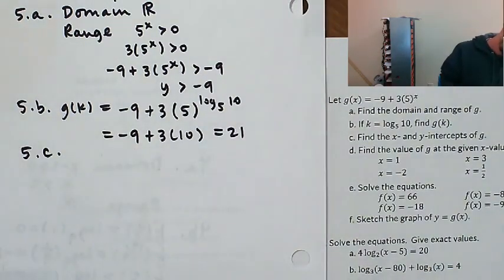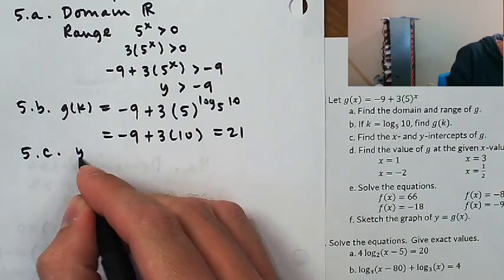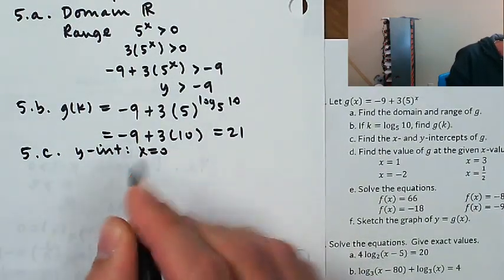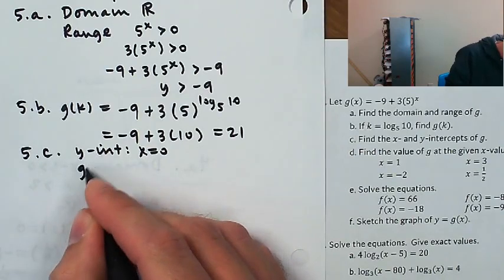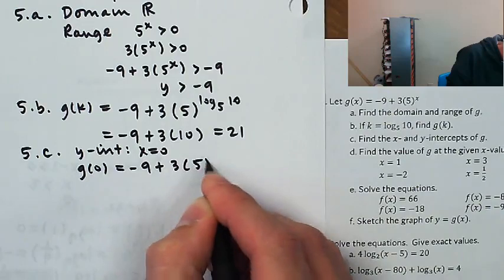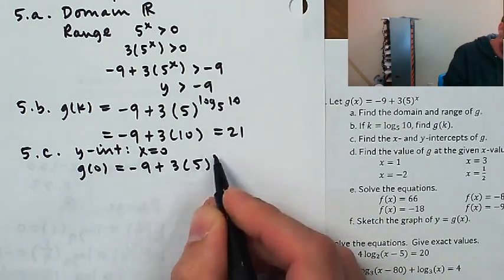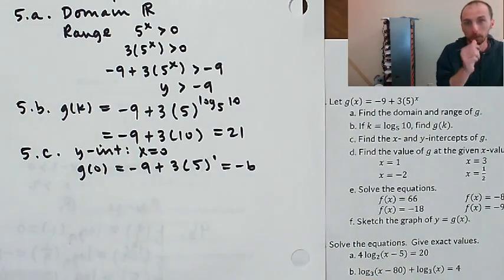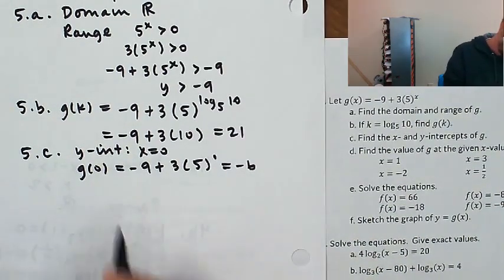So 5c is x-intercept. Maybe I'll do the y-intercept first because that's a little easier. That's where x is equal to 0. So g of 0 is equal to negative 9 plus 3 times 5 to the 0. Well, 5 to the 0 is 1, so negative 9 plus 3, that's negative 6. And I think that'll help us when we go to make our sketch.